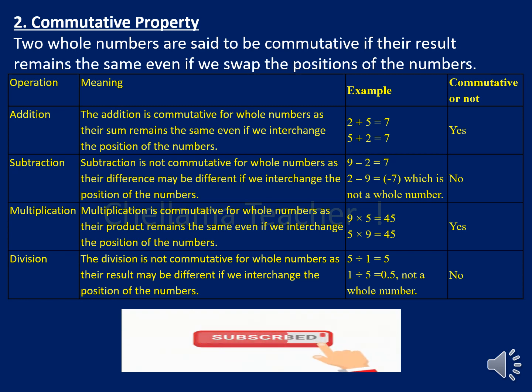Next is division. The division is not commutative for whole numbers as their result may be different if we interchange the position of the numbers. For example, 5 divided by 1 is equal to 5. But when we interchange the numbers position, 1 divided by 5 is equal to 0.5, which is a decimal number, not a whole number. So, the division is not commutative for whole numbers.